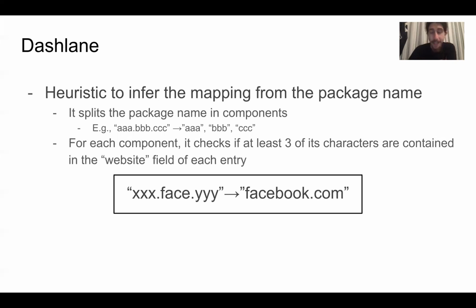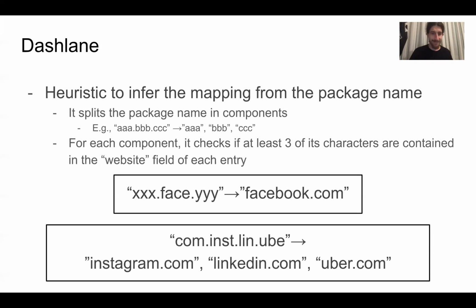So for example, if you have a package name called xxx.face.YY, this would trigger a match with facebook.com, because it will get xxx, face, YY, and then it will see that face is a substring longer than 3 characters of facebook.com, and this may be a match. And again, this attack worked quite nicely. We actually did another attack where you could have an app with com.instlin.ube, and you will get credentials for these websites. So it's very generic. You can select which specific credentials you want the user to see.